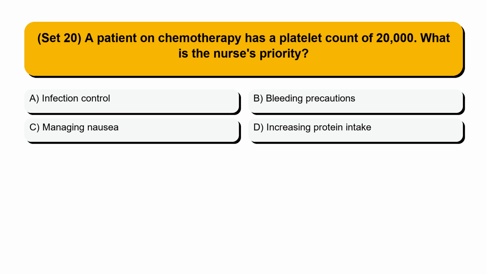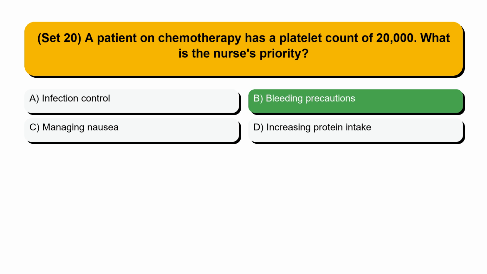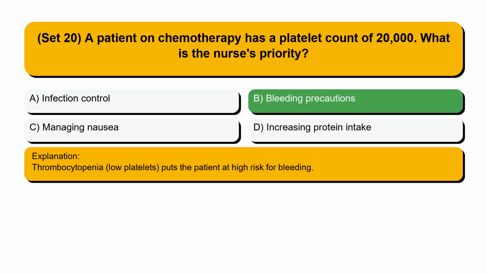Question 20. Set 20. A patient on chemotherapy has a platelet count of 20,000. What is the nurse's priority? Option A, infection control. Option B, bleeding precautions. Option C, managing nausea. Option D, increasing protein intake. The correct answer is option B, bleeding precautions. Thrombocytopenia, low platelets, puts the patient at high risk for bleeding.